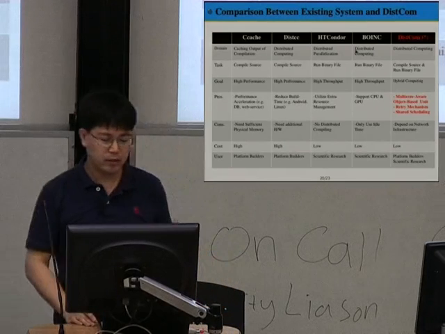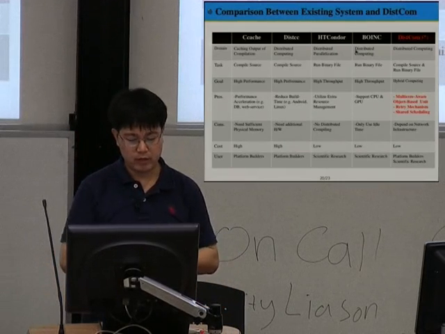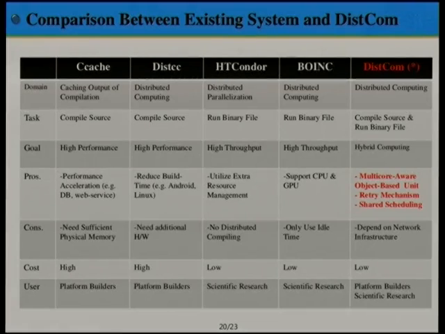So this page shows that we summarized the comparison between the existing system and our proposed system. In summary, our proposed system is based on Distcc and HTCondor. What is the difference compared to the existing system?